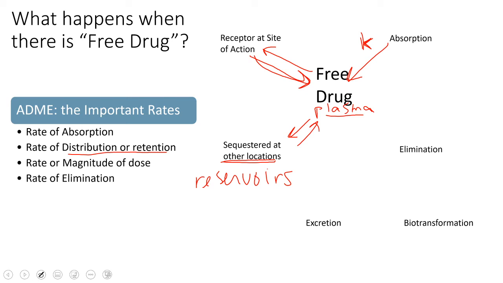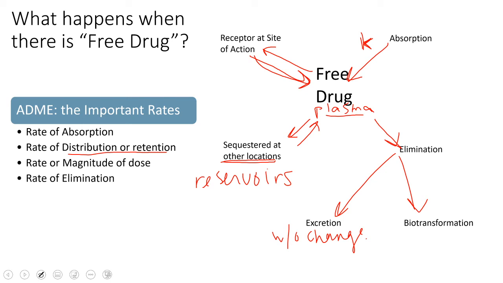And then there is elimination, how it exits the body or how it is removed as a free drug. There is a difference between excretion and biotransformation. Those are the main ways that a free drug will be eliminated from the body. In excretion, it is being removed without changing. An example of this is if it's just peed out in its bioactive form, then that is excretion.